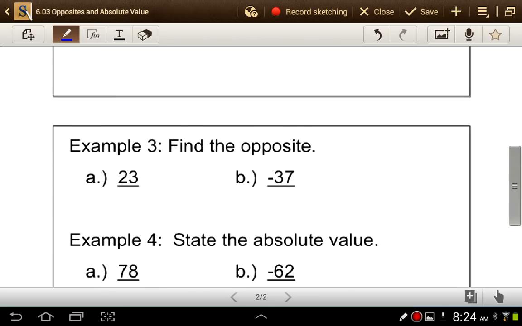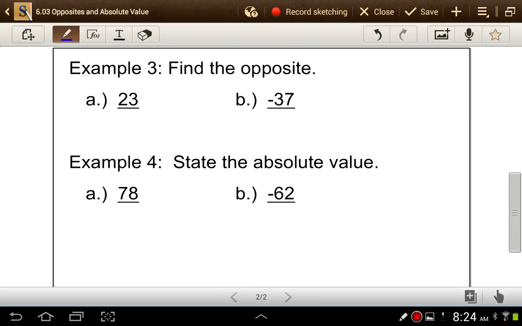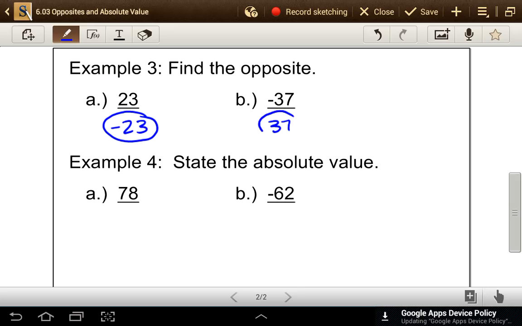In example 3, instead of using a number line, I'm just going to ask you to state the opposites and the absolute value. In example 3, find the opposite. What's the opposite of 23? Well, 23 is a positive 23, so it's 23 units on the positive side, then I'm going to go 23 units on the negative side, so my answer would be -23. For B, the opposite of -37: it's 37 units to the left, so I would go 37 units to the right, which would take me to positive 37. Again, make sure you write your numbers in the blanks.